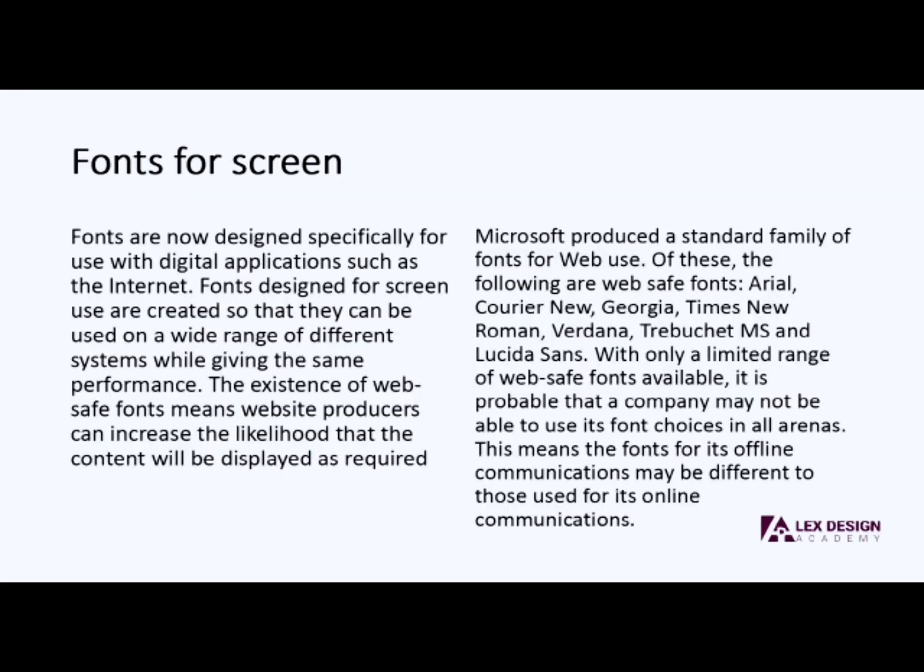Now fonts. We talked about typefaces and fonts before, but right now I want to go deep into fonts. As a designer, there are certain fonts that you should not use. There are certain fonts that are old, and certain fonts that you should use on your screens, because you might be designing for printing, or you might be designing for screens. But now Microsoft has made it really easy for us. They have created a standard family of fonts for web use. Examples of these fonts are Arial, Courier New, Georgia, Times New Roman, Verdana, Trebuchet MS, and Lucida Sans.